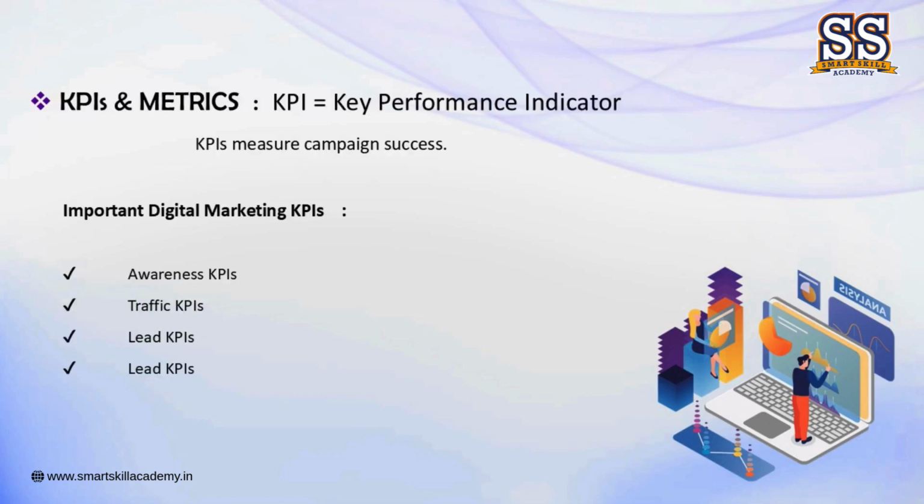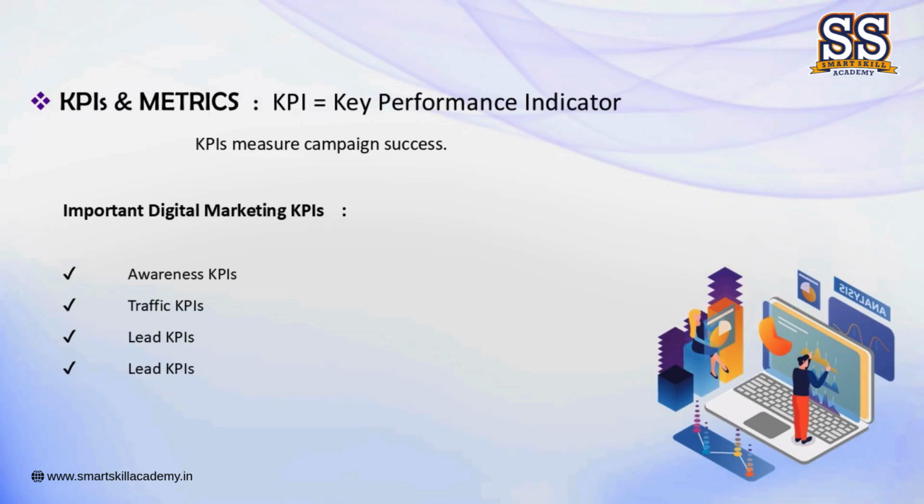Welcome to today's session on a fundamental pillar of digital strategy: key performance indicators, or KPIs. As the name suggests, a KPI is a measurable value that demonstrates how effectively a company is achieving its key business objectives. In the world of digital marketing, we don't just guess if a campaign is working. We use these metrics to quantify success and guide our future decisions.